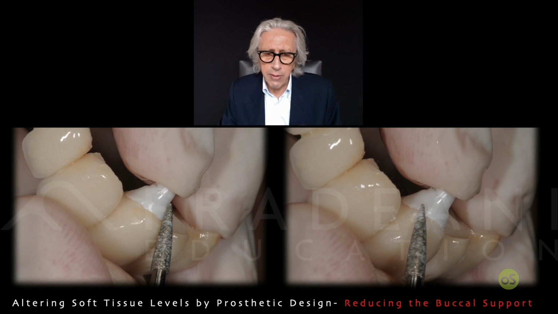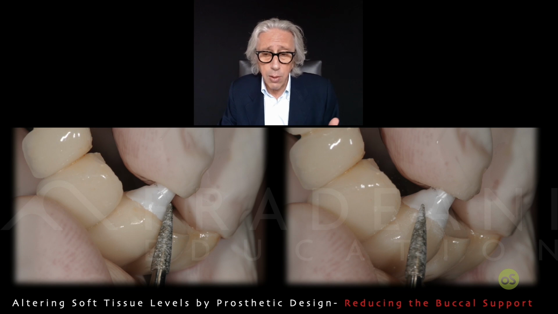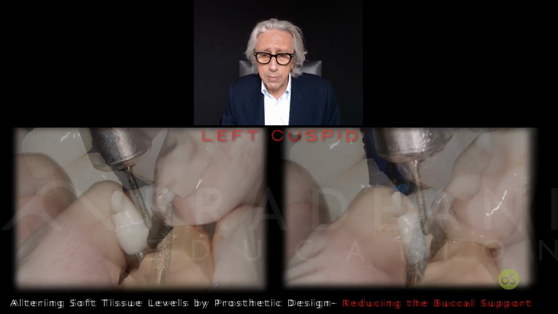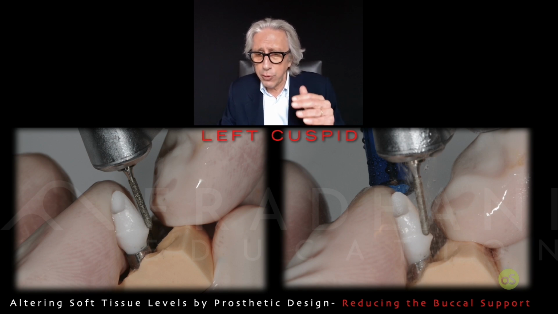So the concept is the following: altering soft tissue levels by the design of your prosthesis. In which way? Reducing the buccal support. And the buccal support will be reduced thanks to the fact that we have removed this margin on the zirconia and then on the provisional. Again, you cannot do that on teeth or on implants. Especially on the left cuspid. Remember, the left cuspid was at a very high level. I have to reduce the level.